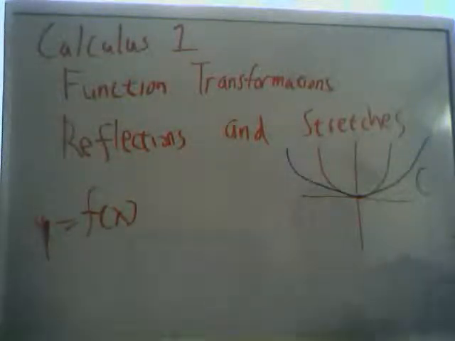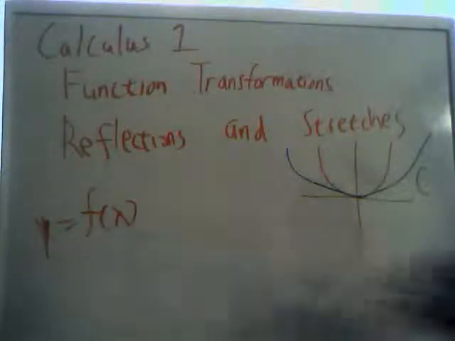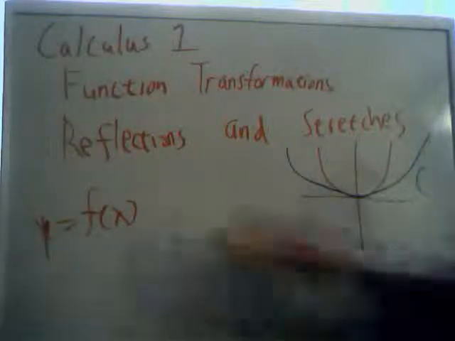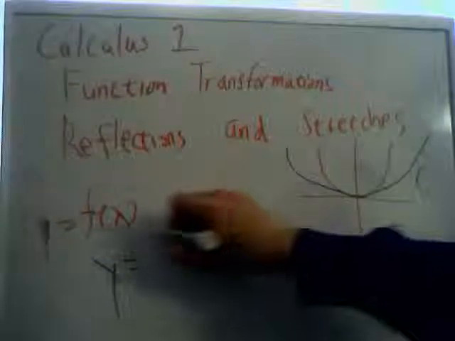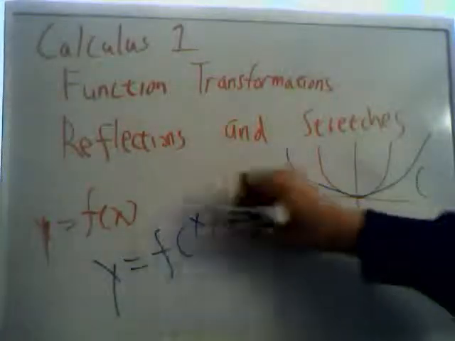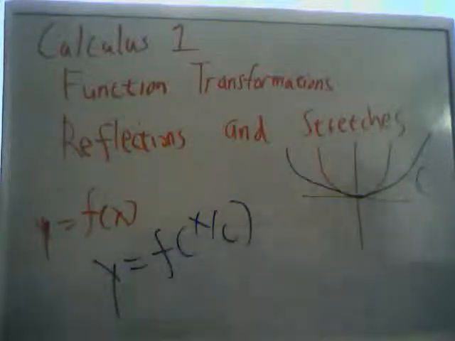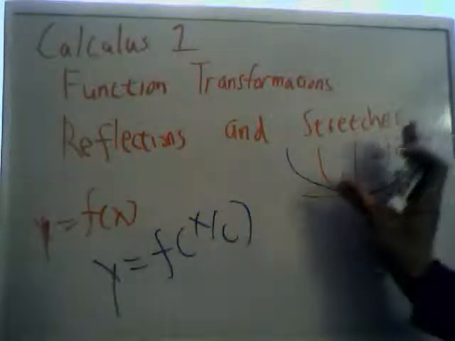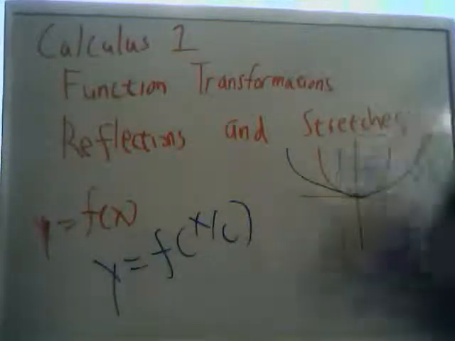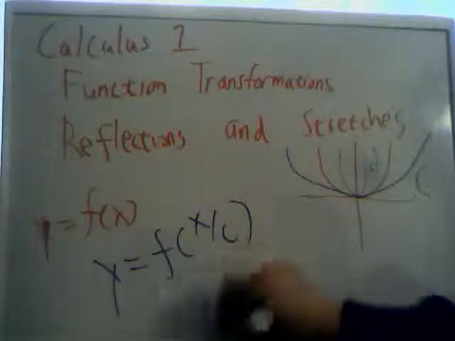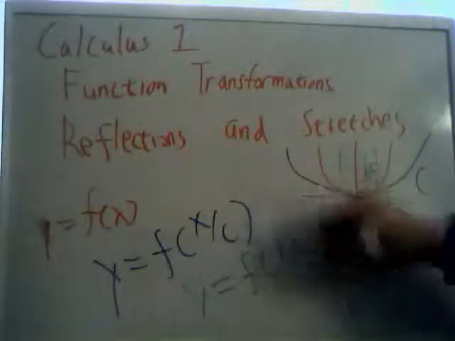If you remember from your translations, whatever is horizontal you put inside the parentheses, and whatever you see on the graph is opposite of what you put in the equation. So you can probably guess this is y is equal to f of x divided by c. This will be your horizontal stretch. And to do a horizontal compression, squeeze it back together, let's say by a factor of d, you can probably guess it already. It's y is equal to f of x times d.